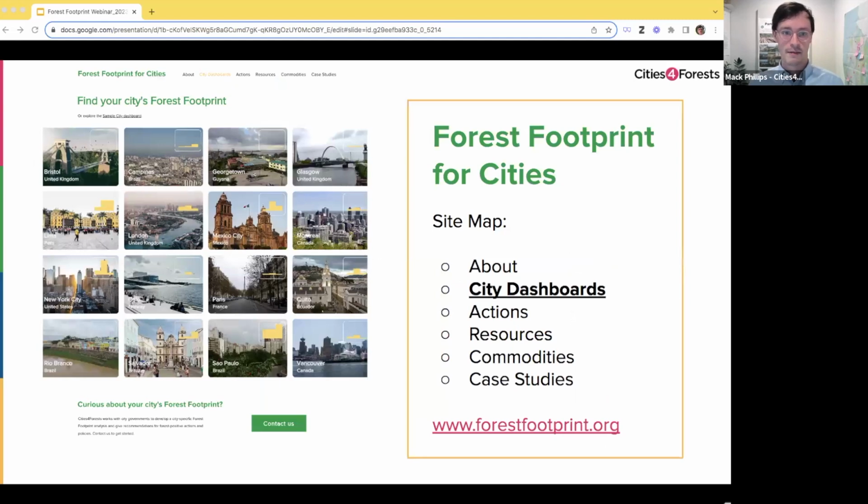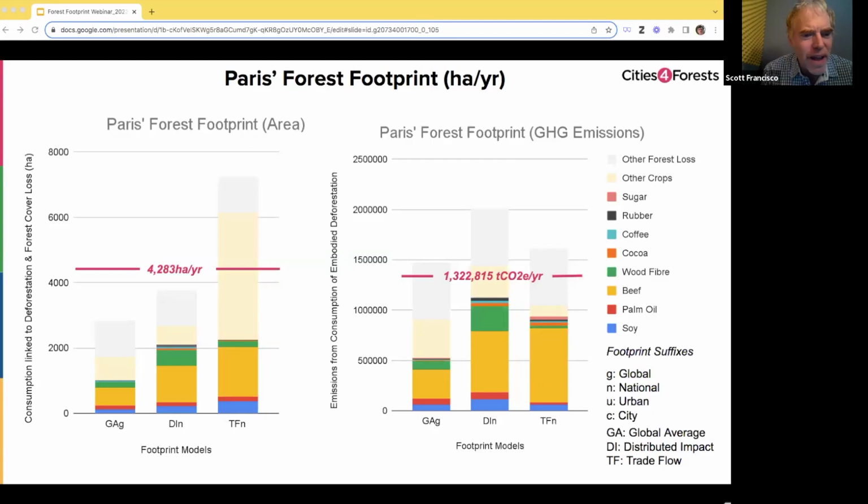Mac, if I could just intervene for a second, just to highlight something on that previous slide. You're doing a great job. Those red numbers are that average that Mac has been speaking of across those three footprinting methodologies. So in this case, you can see that the number that comes to Paris in terms of its forest footprint is 4,283 hectares per year. It's good to stop and take a minute to reflect on that. That's a very large area of primary tropical forest that has been essentially converted to non-forest area by the consumption of one city. It's a big city, but still, that's a large area.